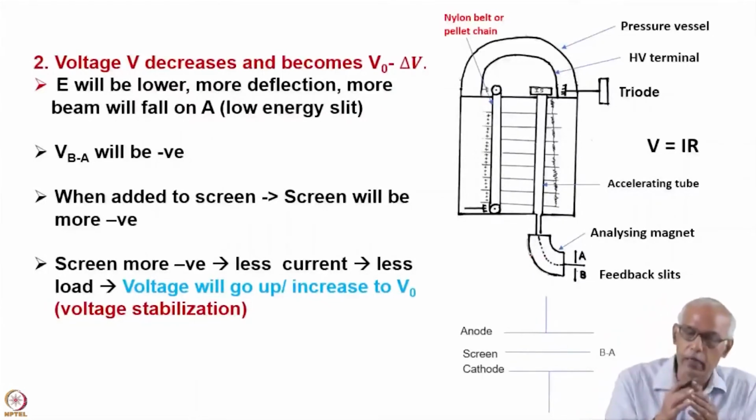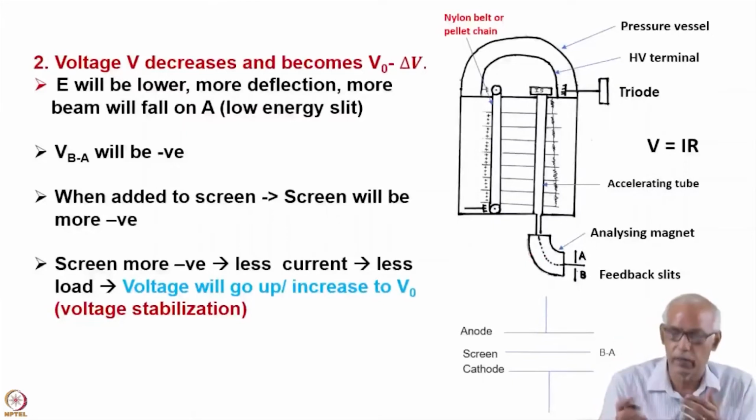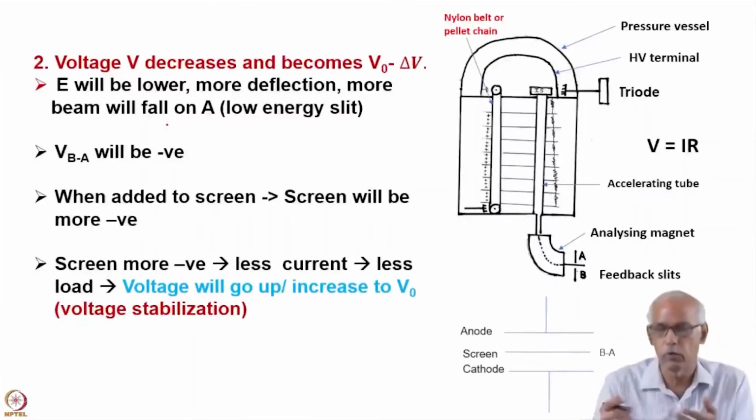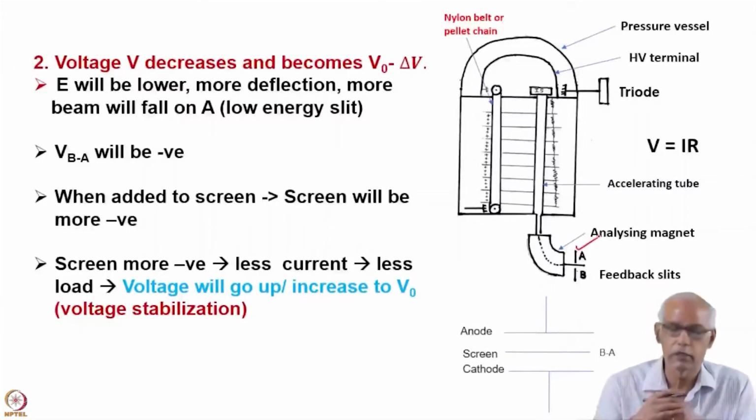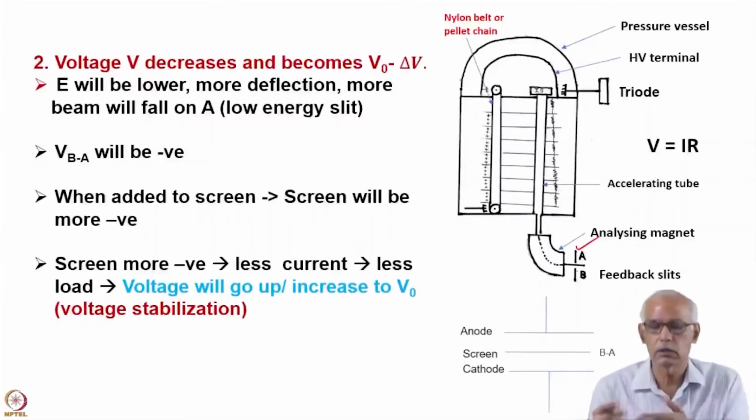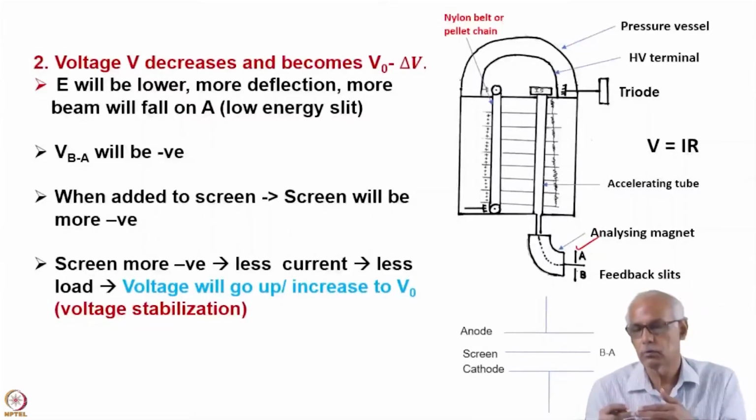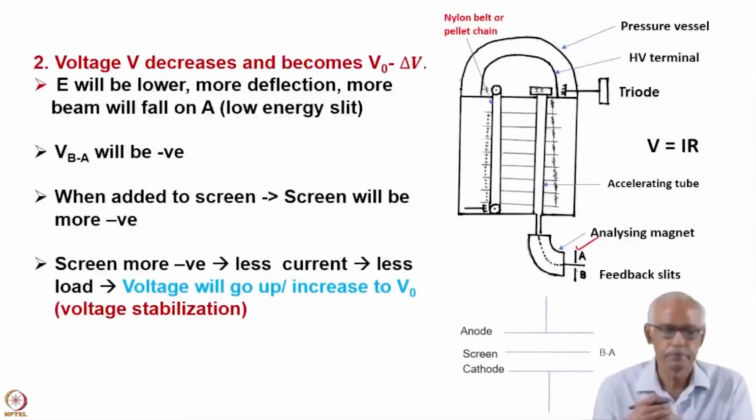For the same magnetic field, there will be more deflection, and more deflection means more of the beam will fall on this slit A, which we call the low energy slit. So more beam falls on A.